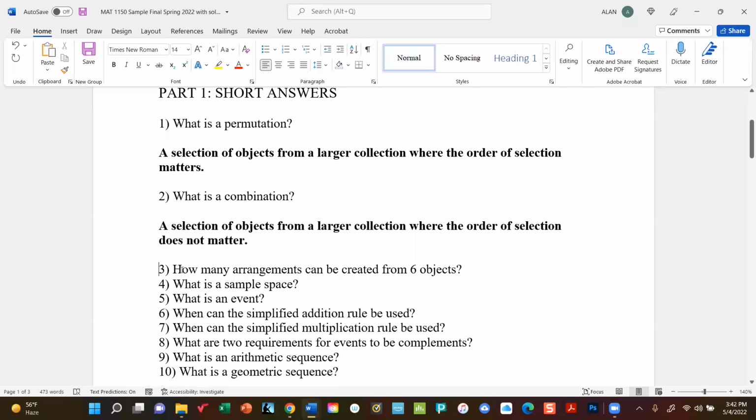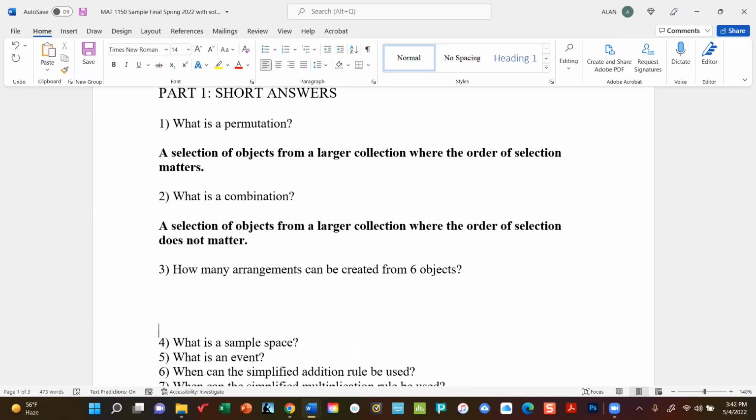Now, arrangements just means you're taking the same objects and changing their sequence. So when we have 6 objects, we can create 6 factorial, or 6 times 5 times 4 times 3 times 2 times 1, or 720 arrangements from 6 objects. Okay, so it's always n factorial.